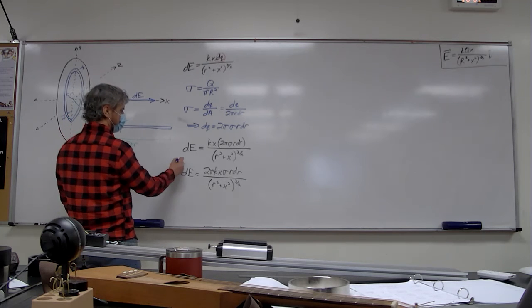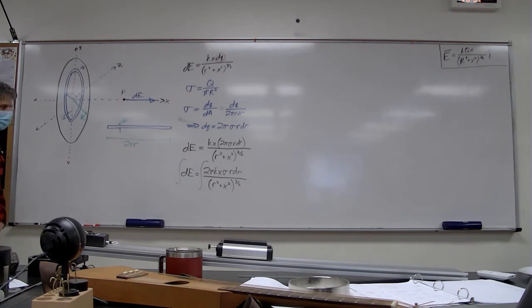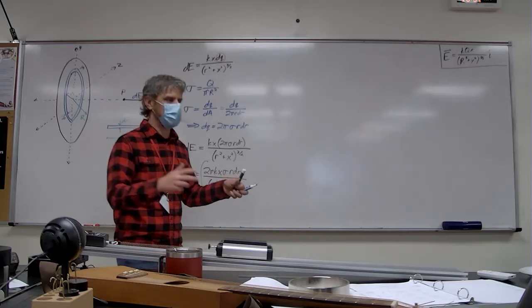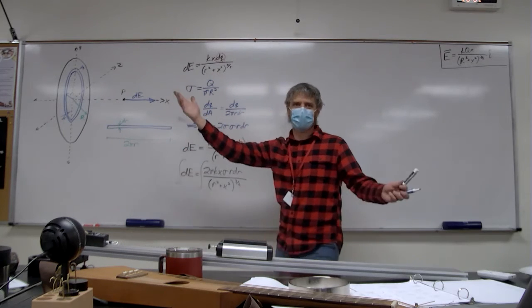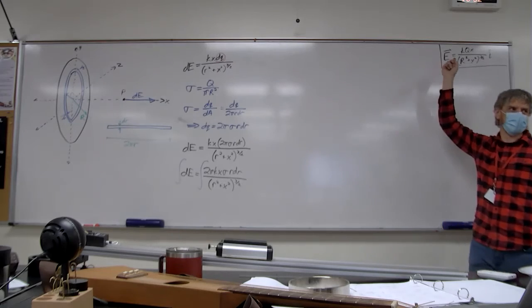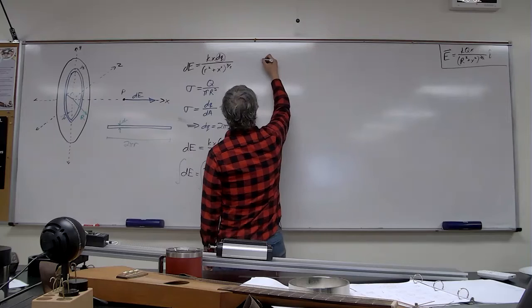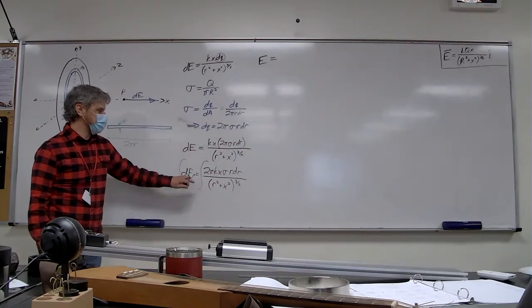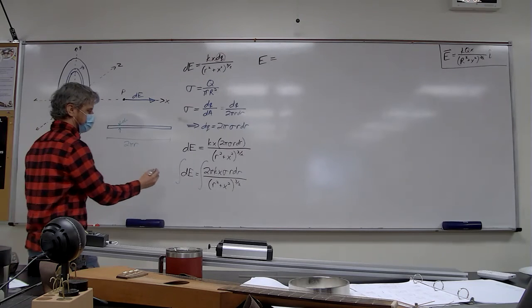Okay. And then I integrate both sides. When I integrate the left side, the integral of dE just gives you the total electric field. Yes, technically it's dE in the x direction, but it's the only electric field. We determined that when we determined the electric field due to a thin hoop of charge. And so that gives us the total electric field. What are my limits on the integral on the right? 0 to big R.